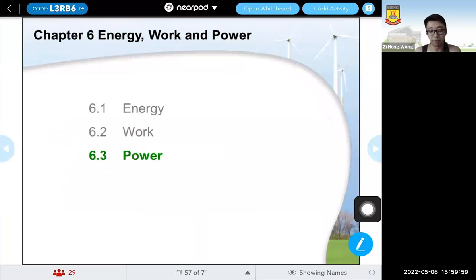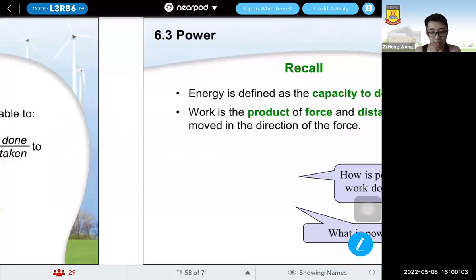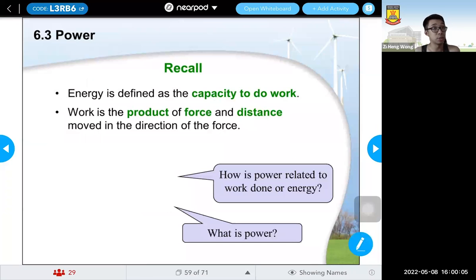After that is power lah. Power is actually something I went through briefly in class that day, so maybe I'll just do a quick one. I think it'll be less than 5 minutes. So power, we know that energy is the capacity to do work. Work is the product of force and distance moved in the direction of force. So what is power? I mentioned in class, in layman terms, people will say power, energy, work, and treat them like all the same thing, but in physics, each of them means slightly different stuff.